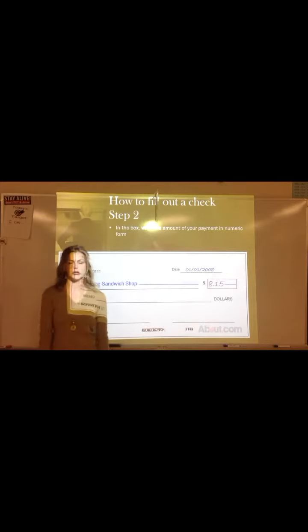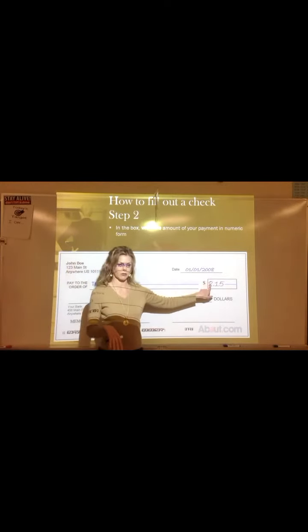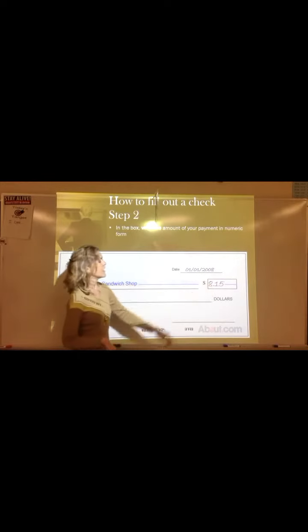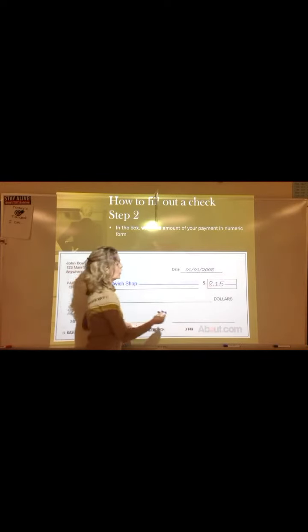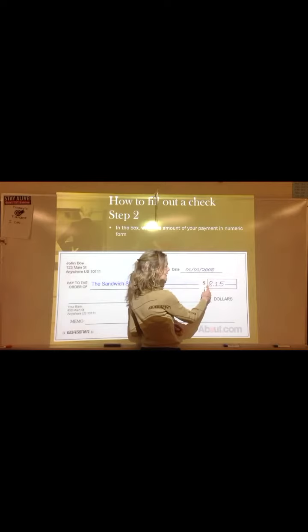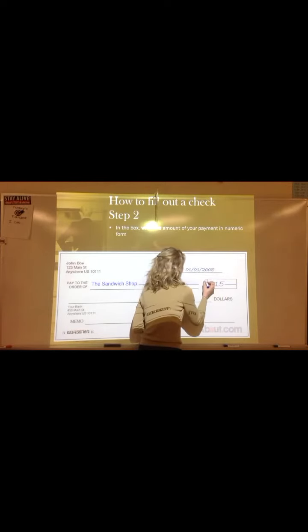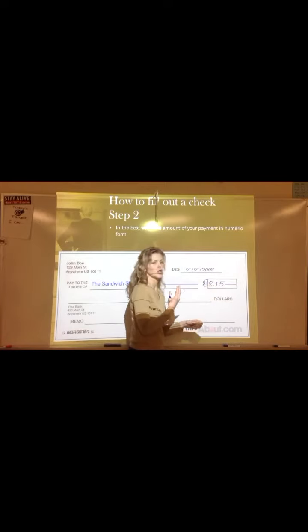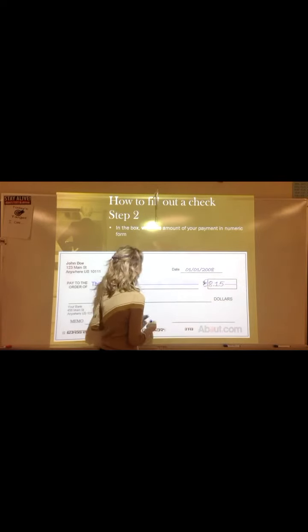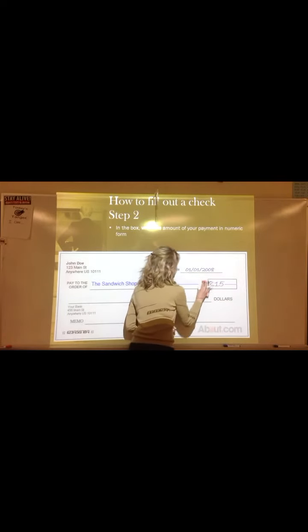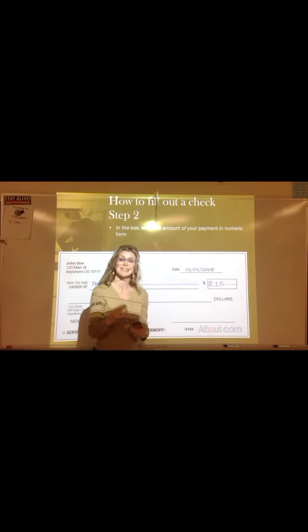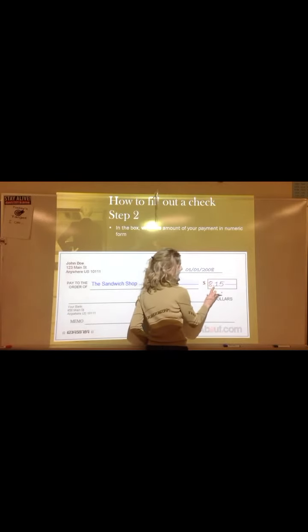Step number 2 is to write your numerical amounts in the box provided. Now, all the way over to the left, right at the beginning of the box, nice and big. Do you have to make your 8 to fill the entire box? No. But you do want to make sure it's an ample size. Remember, all your checks are going to be scanned and available online, so they have to be legible in that manner. So make it nice and big.